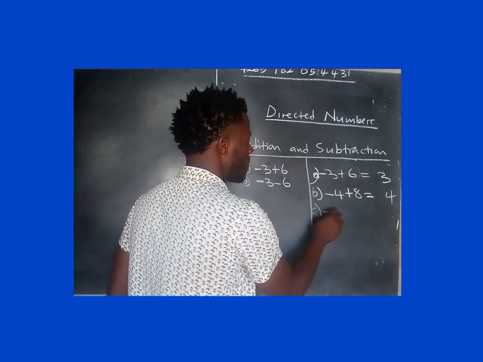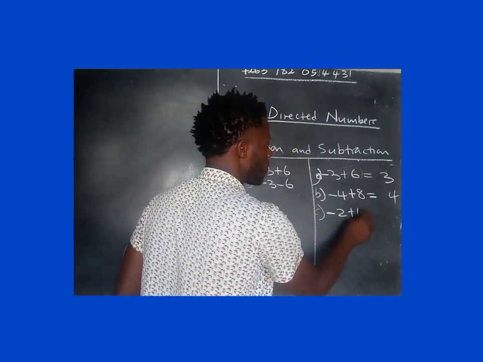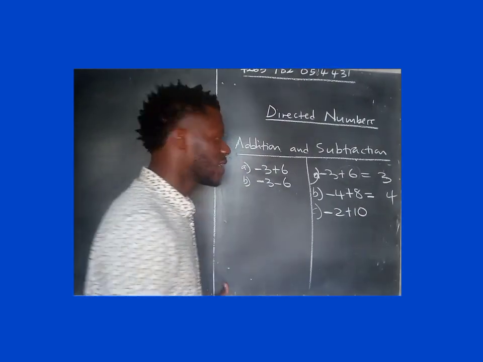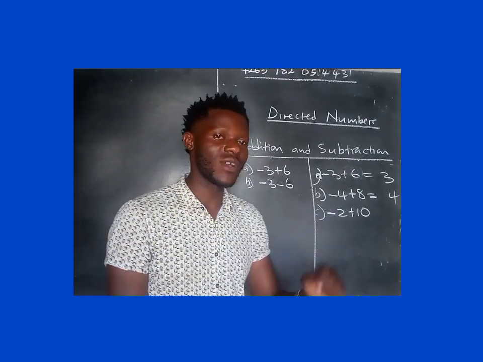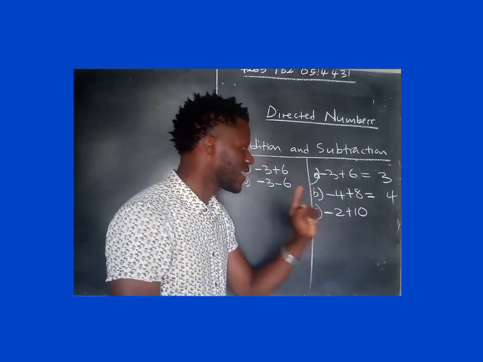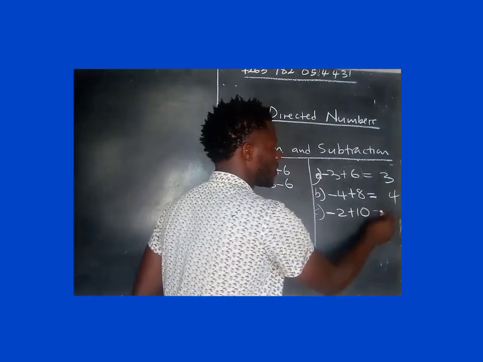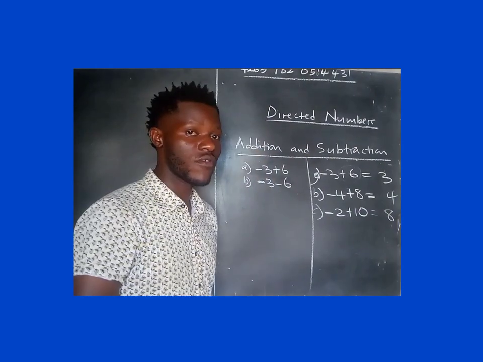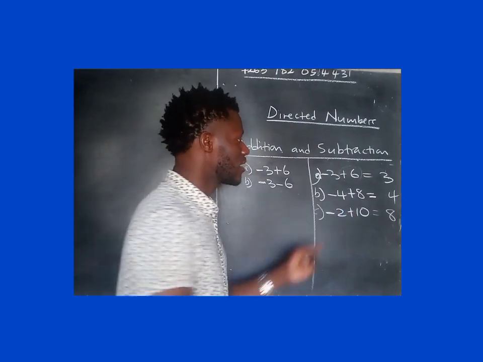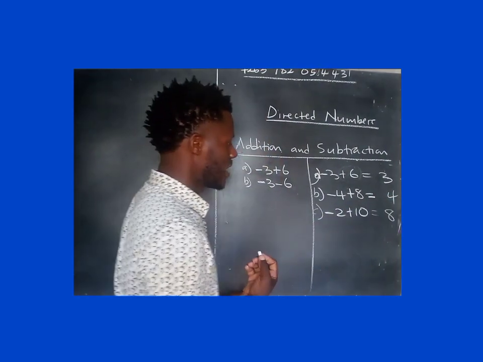Like this, minus 2 plus 10. Instead of adding 2 plus 10, we are going to subtract 10 minus 2. 10 minus 2, we get 8. Then the sign of the bigger number is 10, so it will be a positive 8.